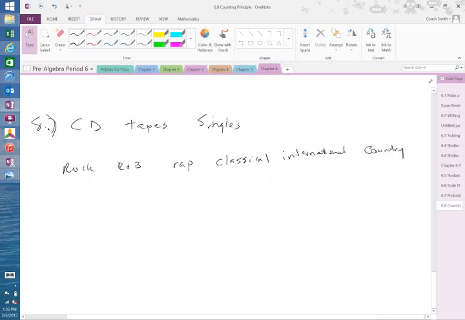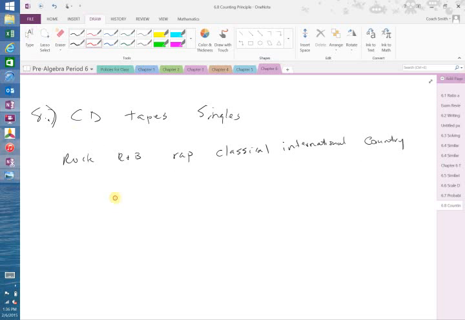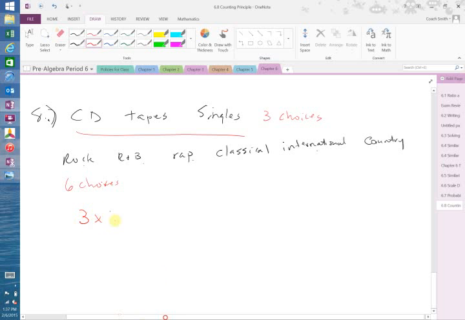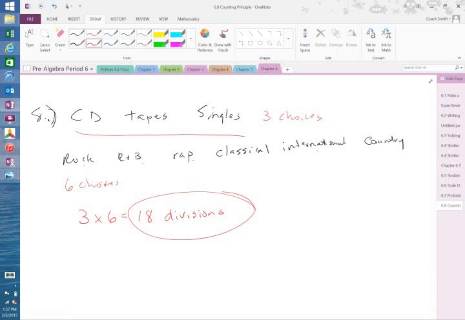Now, if we look at this, in your first one, there's three choices. In the second one, there's 1, 2, 3, 4, 5, 6 choices. So, to find out how many possible combinations or outcomes there are, we simply take 3 times 6, and so there's 18 possible divisions. Okay? So you're basically just applying the counting principle to each of the situations that they've given you. Okay?